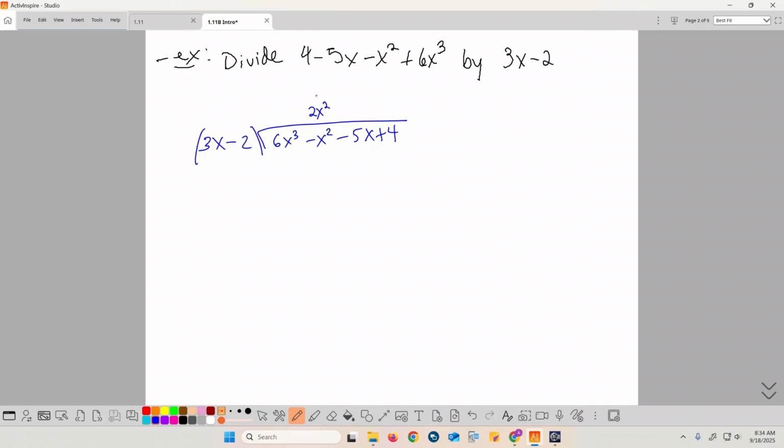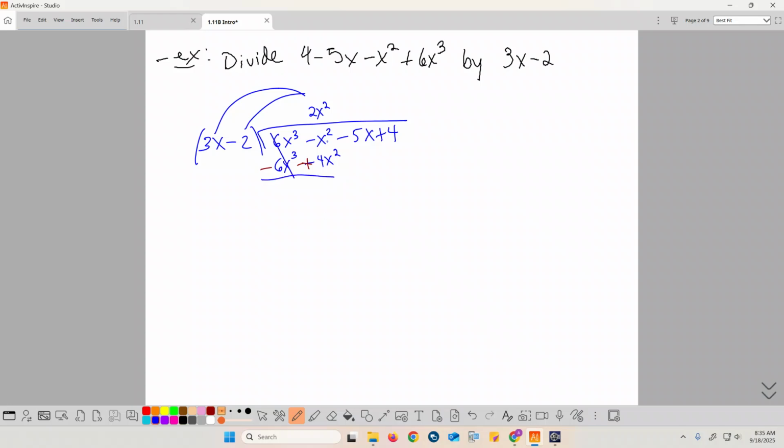And now remember, we just want to multiply everything up here into this binomial, okay? So 2x squared times 3x gives us 6x cubed. And then 2x squared times negative 2, well, that gives us negative 4x squared, right? Now remember, what do you do with this stuff? Oh, we always subtract, right? So put a minus here, put another minus here, and you'll notice, oh boy, that changes to addition, right? So be careful with the minus minus.